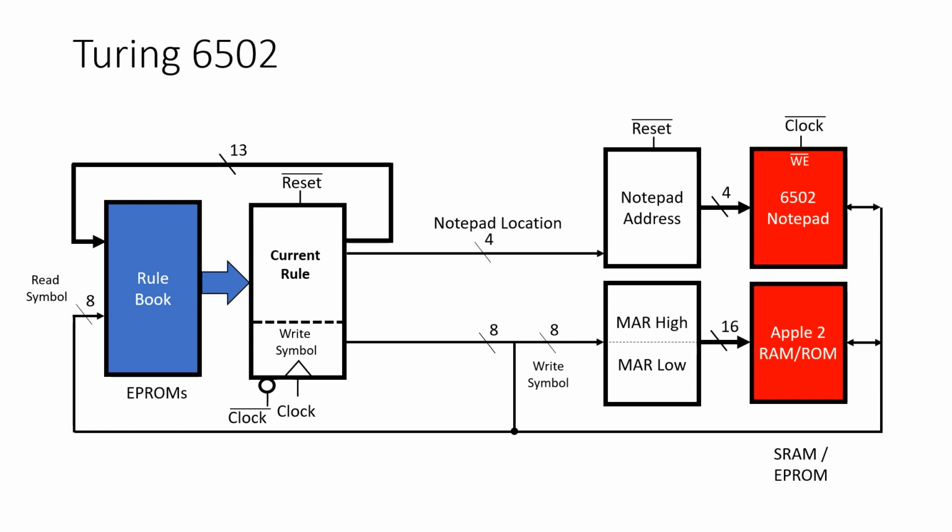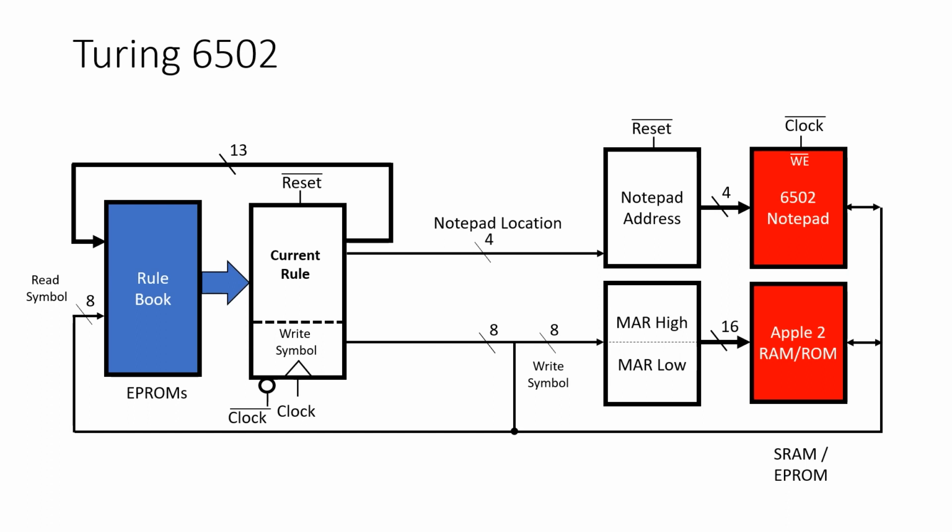On the left, we have the notepad itself, and this comes in two parts. The upper part I've called the 6502 notepad, and this contains a number of variables which correspond to the registers inside the 6502. The lower notepad represents the 64K Apple main memory, and it has two special registers that allow random access into this memory. These are called the memory address registers.